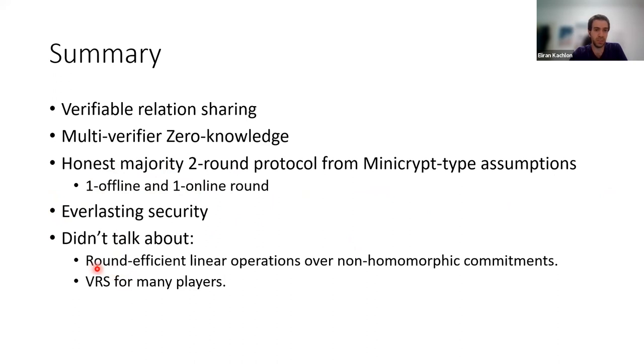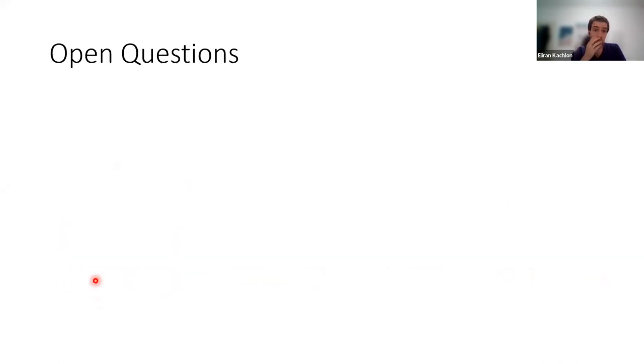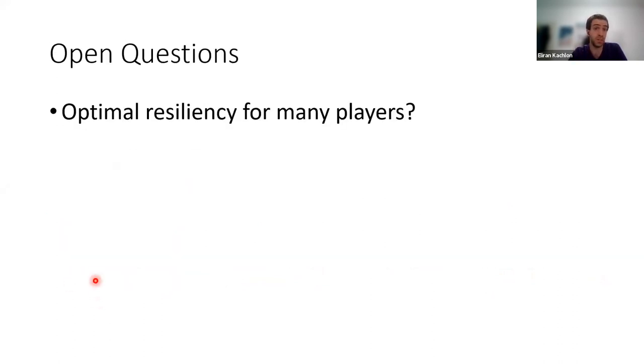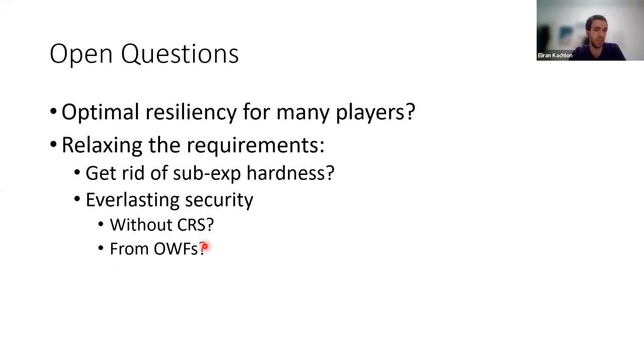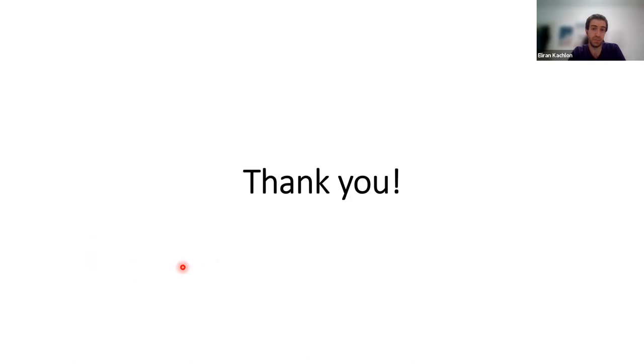What I didn't talk about is how to get rid of the simplifying assumptions that I've made. So in the paper, we show protocols that provide round-efficient linear operations over non-homomorphic commitments, and they didn't talk about VRS for many parties. And there are several open questions. Can we get optimal resiliency for many parties? And can we relax the requirements? Can we get rid of the sub-exponential hardness? And can we get everlasting security without a CRS and maybe even for one-way functions? Okay, so that's it. Thank you.